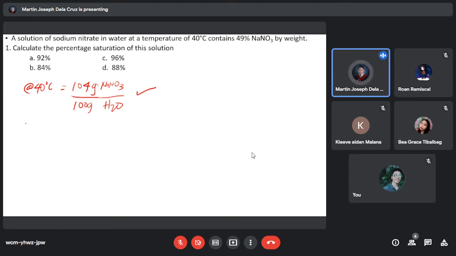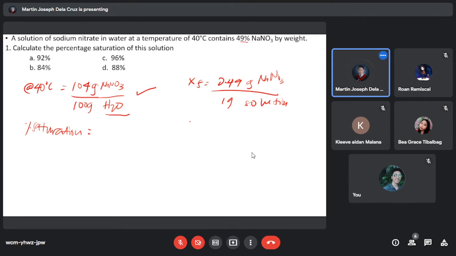So in here class, to get your percent saturation, kukunin natin yung XF natin. So, XF natin class is 0.49. But take note class na dito is 0.49 grams NaNO3 over 1 gram solution. Right? So, to get your percent saturation, dapat parehas sila na naka-grams water class. So, XF is equal to 0.49 grams NaNO3 over, to get the water content of this XF class, of course, ima-minus natin yung solute natin na 0.49 para water yung lalabas. So, 1 minus 0.49 grams water, right?